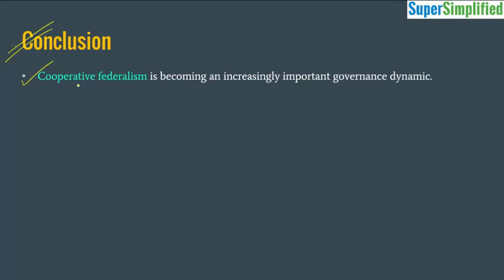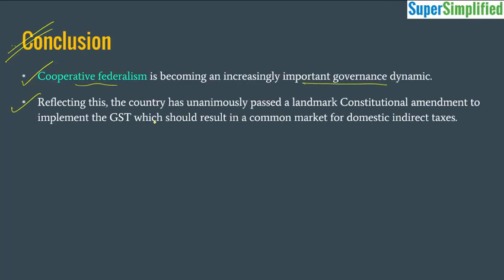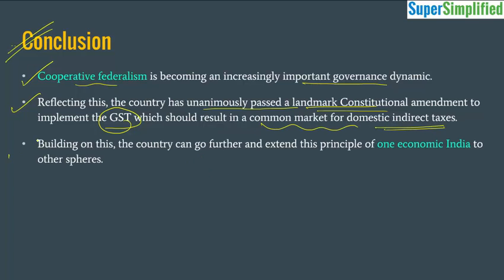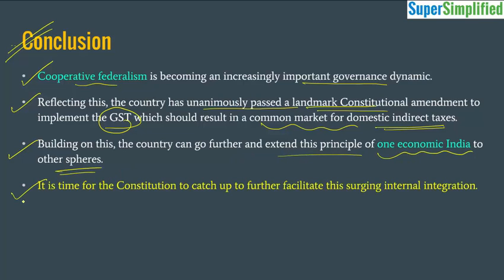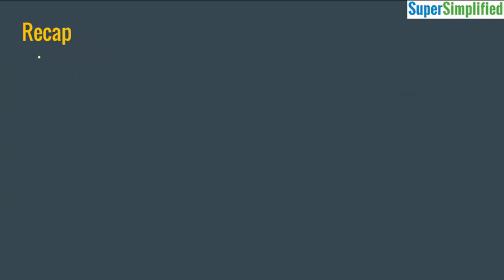So part 2 concludes that cooperative federalism is becoming an increasingly important governance dynamic, and reflecting this, the country has unanimously passed a landmark constitutional amendment to implement GST, which should result in a common market for domestic indirect taxes. And building on this, the country can go further and extend this principle of one economic India to other spheres as well. So it is a time for the constitution to catch up to further facilitate this surging internal integration. Okay, so that's all in this chapter.